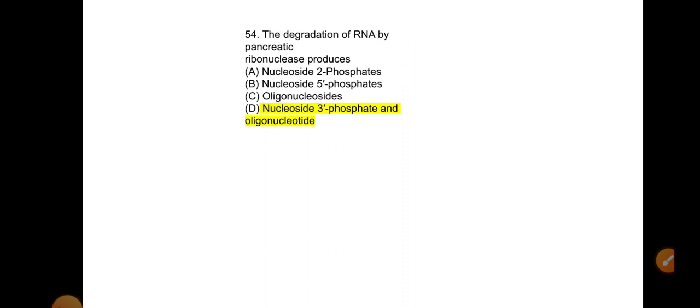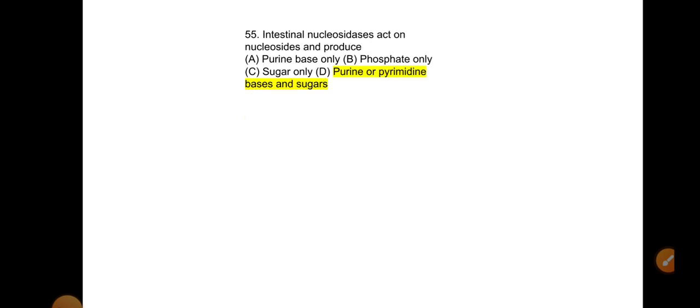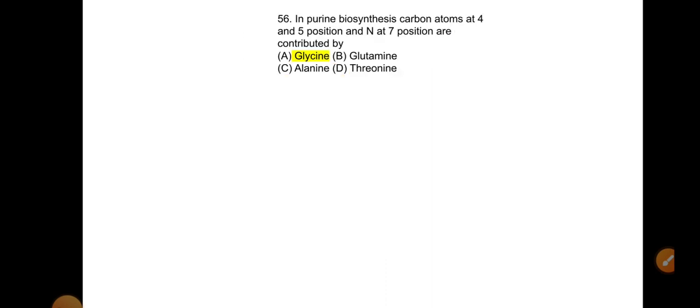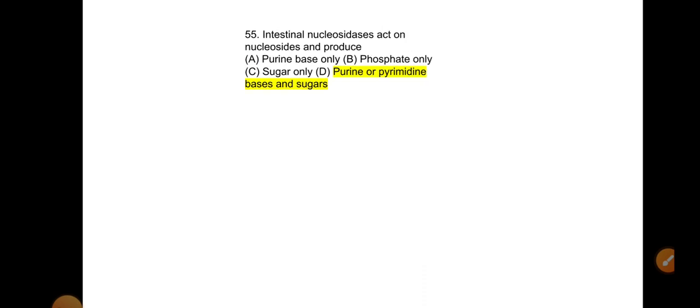54, degradation of RNA by pancreatic ribonuclease produces nucleoside 3' phosphate and oligonucleotide. 55, intestinal nucleosidases act on, basically they will act on nucleosides and produce purine or pyrimidine bases and sugar. So they break it down. Sugar and nitrogenous bases, they cleave the bond and they form nitrogenous bases as well as sugars.